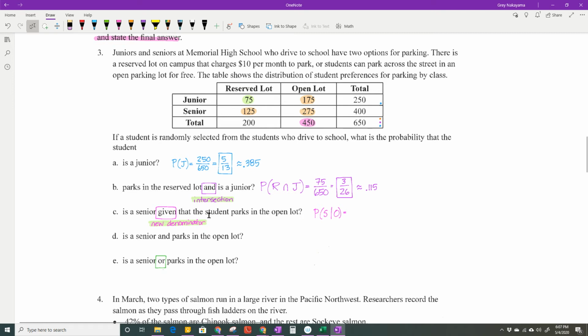So given the student parks in the open lot, how many students park in the open lot? Okay. Well, that's 450. Anyway. Okay. So it's 450. And so 450 is going to be on the bottom. And then when you have a given, y'all, you're only looking in that column or row that you use the total.